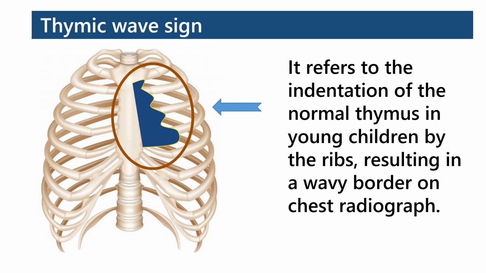Thymic wave sign refers to the indentation of the normal thymus in young children by the ribs, resulting in a wavy border on chest radiograph.